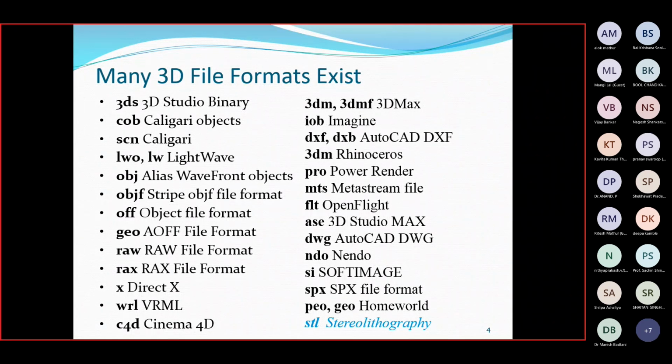Like 3D Studio Binary, one of the software, supports the 3ds file format. Like that we have Lightwave, also a 3D modeling software, with LWO and then LW itself. Then we have raw file formats also. Then we have Cinema 4D, the last one, which has its own proprietary file format.